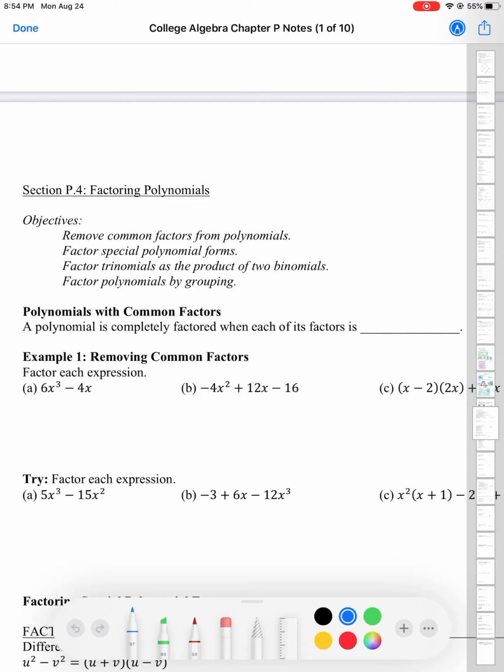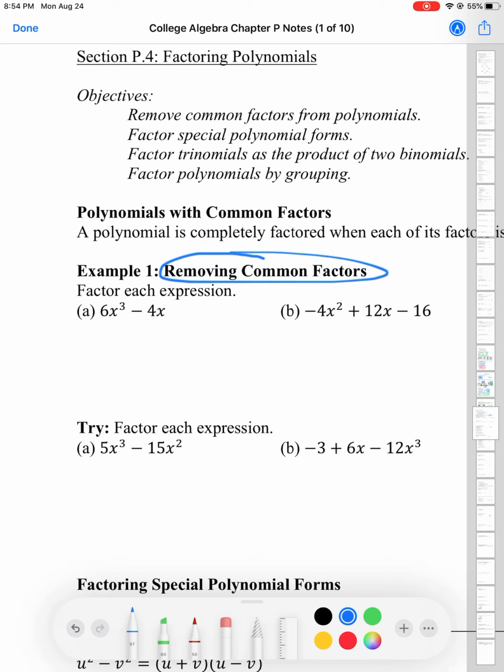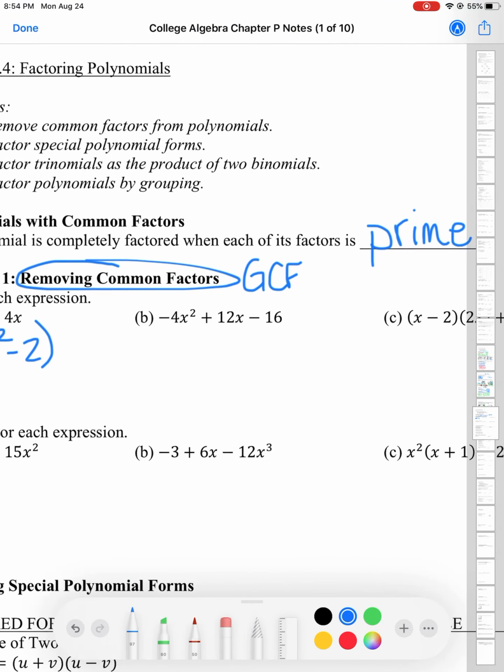A polynomial is completely factored when each of its factors is prime. It's just a little vocab there for you. So to factor each expression, remember removing common factors. First off, we need to look for any GCF, greatest common factor. So in part A, we're just going to pull out a 2x, and then I'm left with a 3x squared minus 2. And I can't do anything more with that, so I'm going to leave it.